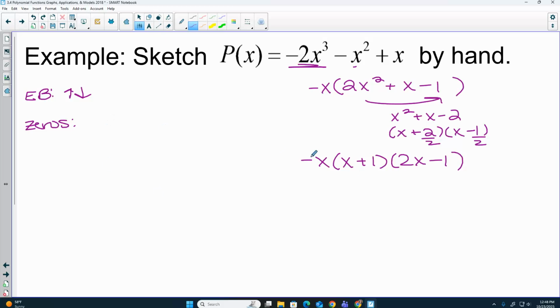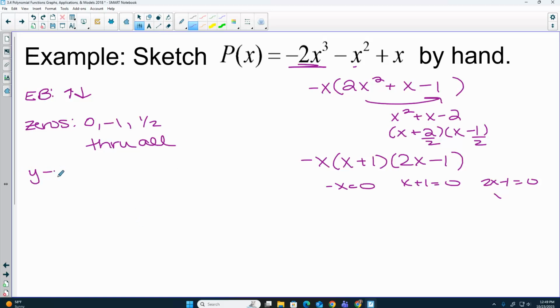So my zeros, what makes negative x equal 0? Just 0, right? What makes x plus 1 equal 0? And 2x minus 1 equals 0. All of those had a power of 1. Multiplicity of 1 means what? Through all of them. What is my y-intercept? If I plug in 0 for all of my x's, I get 0.